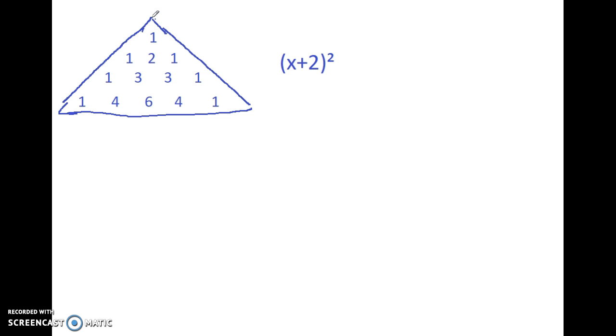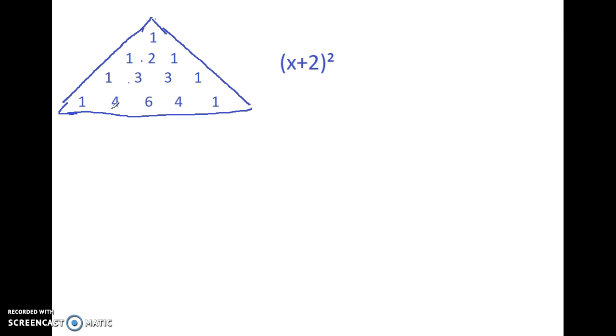So we are using a squared term this time. You're going to go to the triangle and find where the second term is a 2. So that's right here. If it was x to the third, it'd be over here. X to the fourth would be over here.